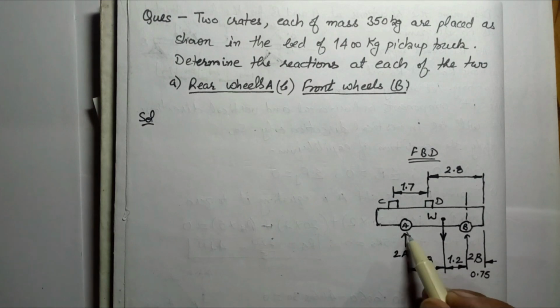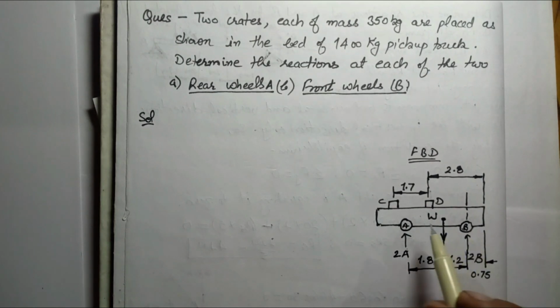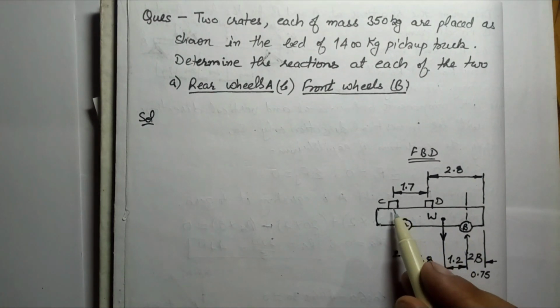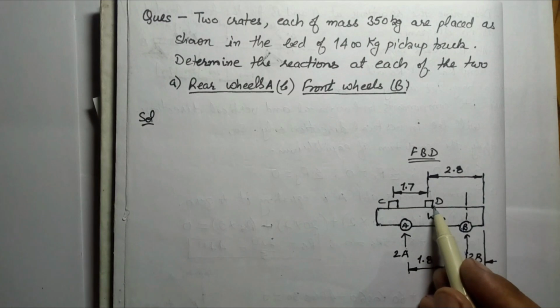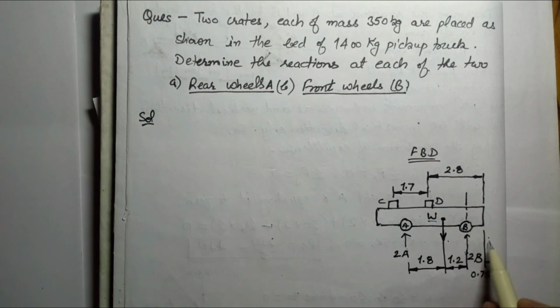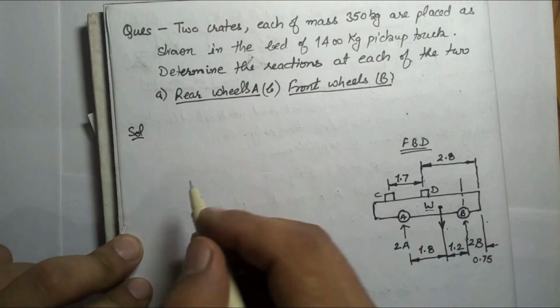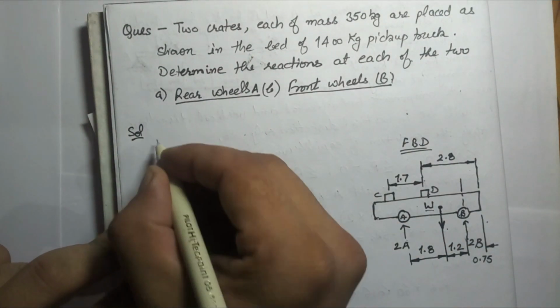Here it is having a reaction. Two rear tires are there, so this is 2A. Two front tires are there, so this is 2B. One weight is this at C point, second weight is there at D point, its own weight is also W downward, and the respective distances. Now we have to solve this numerical. Let's see first what are the given values here.